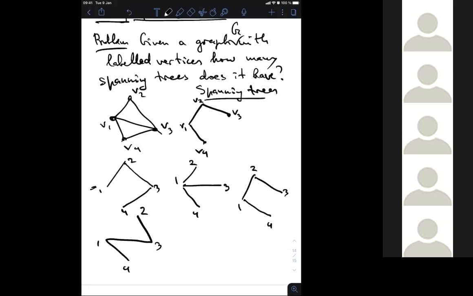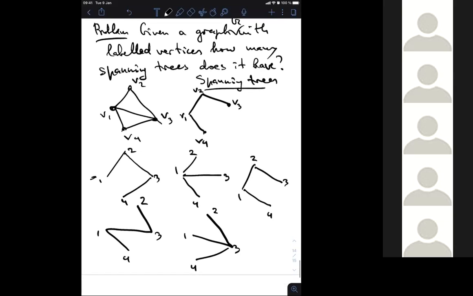I'm not 100% sure. No, I'm not. So no, there is another guy like this at least. 1, 2, 3, 4. Now I'm fairly sure that I counted all of them. So I got 6 different spanning trees coming from my original graph G.